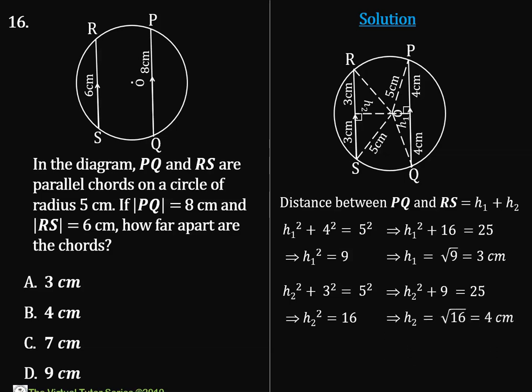Therefore, the distance between chord PQ and chord RS is 3 centimeters plus 4 centimeters, which is 7 centimeters. Hence, the correct answer is option C.